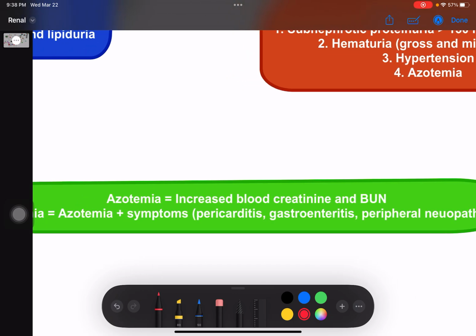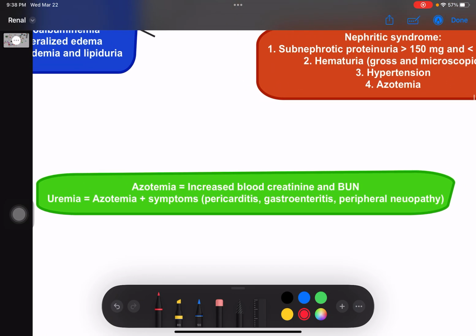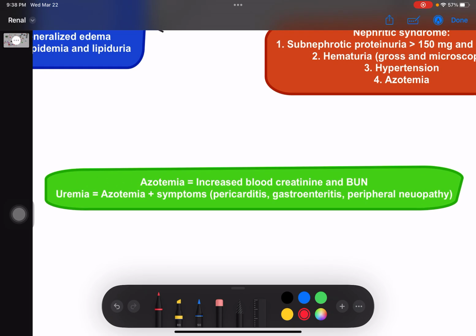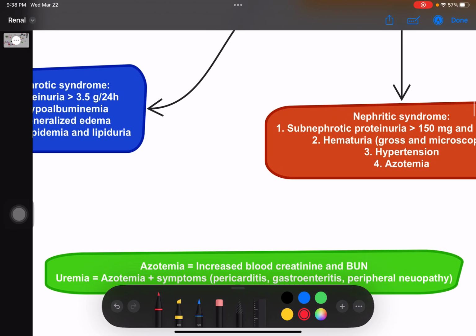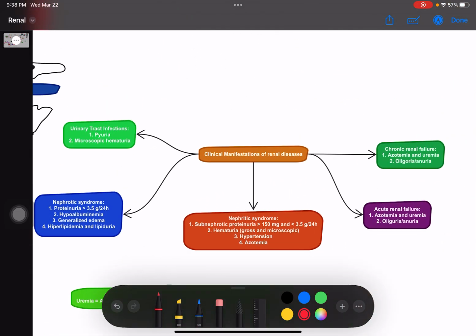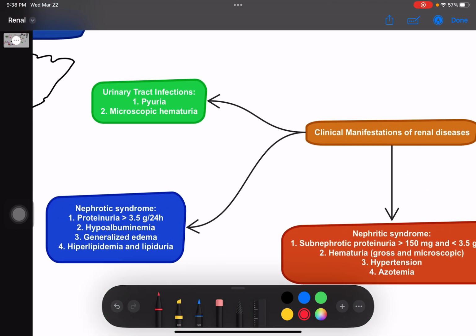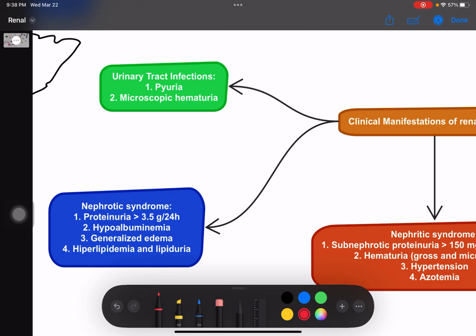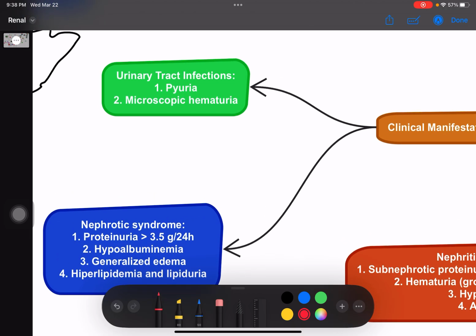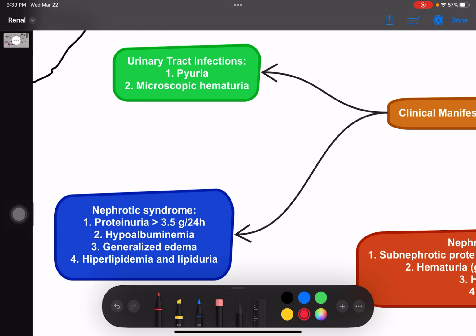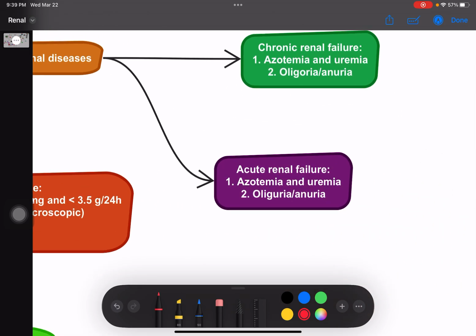So there is uremia as well. Uremia is when azotemia is presented with symptoms, and those symptoms are pericarditis, gastroenteritis, and peripheral neuropathy. Other manifestations include urinary tract infections. For example, if we have any kind of bacterial infection that causes UTI, we have pyuria, which is pus in the urine, and microscopic hematuria, which is not seen with the eye.